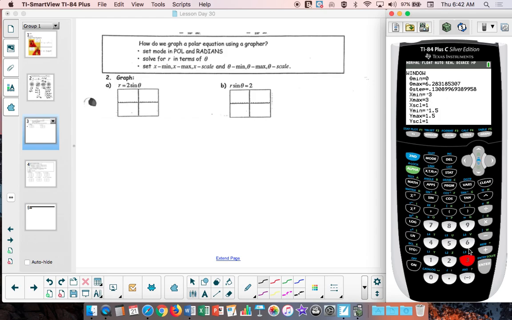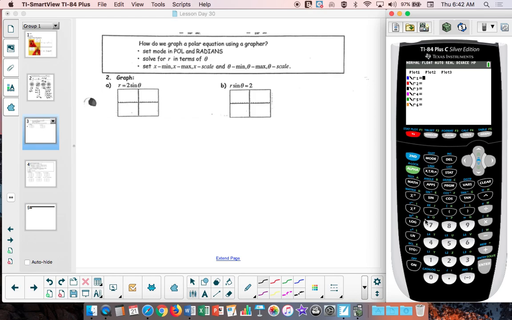We've already done this problem. We literally just did this problem, so this is where these numbers are coming from. Just thinking of what kind of makes sense. So -3 to 3, and go back to y equals.